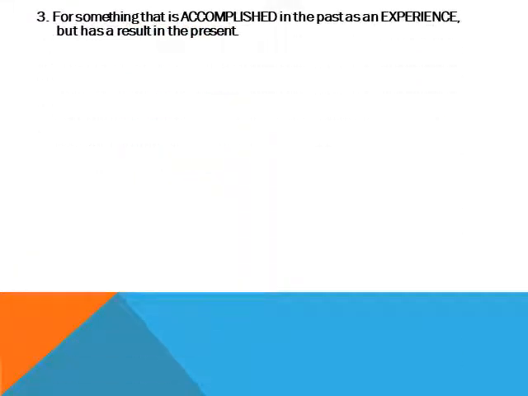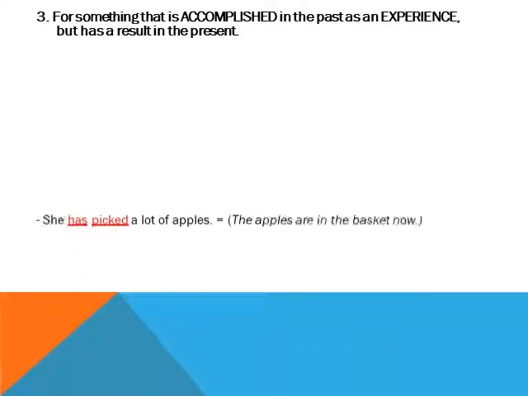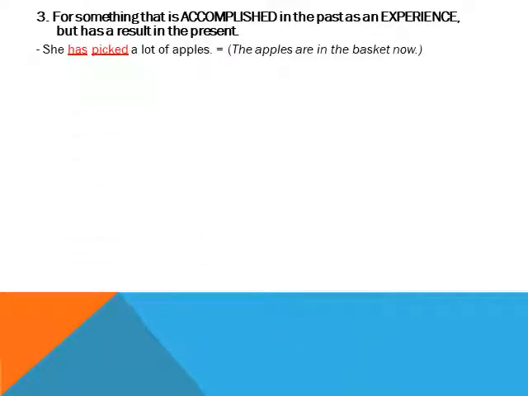Again, we use the present perfect to say that something is accomplished in the past as an experience but has a result in the present time. For example, she has picked a lot of apples. This means the apples are in the basket now. Again, we care for the result in the present time and we don't care for the time itself.